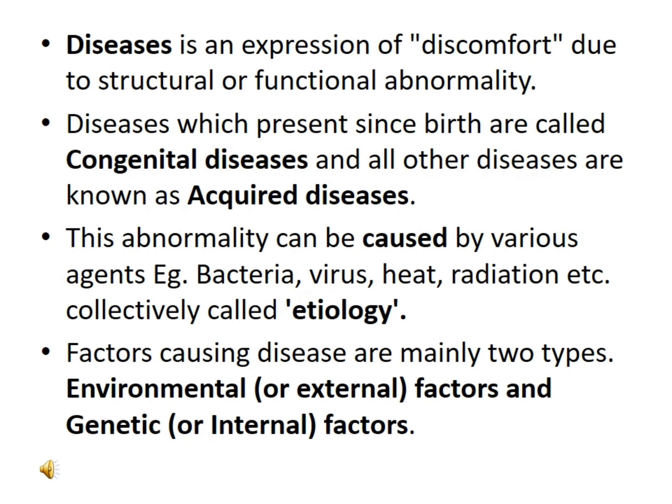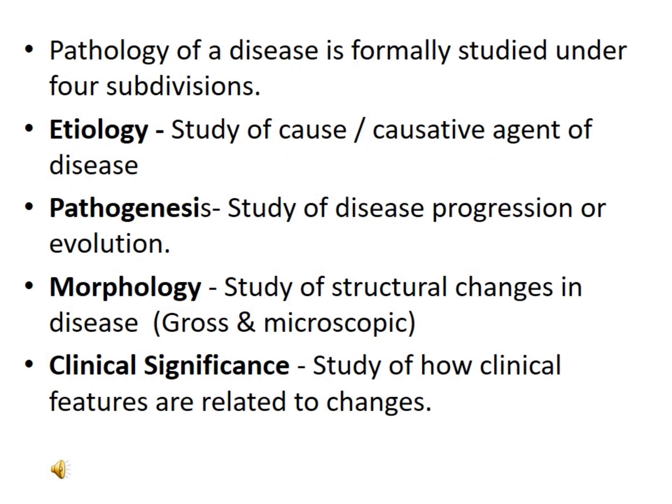For the etiology, there are two types of factors that can cause any disease. One could be the environmental or external factors, and the other one is the genetic or internal factor. Now, pathology of any disease is basically studied under 4 subdivisions. Number 1, etiology. Number 2, pathogenesis. Number 3, morphology. And number 4 is clinical significance.